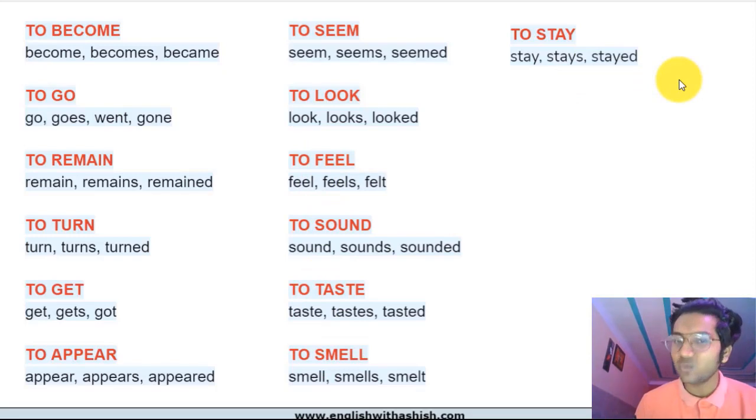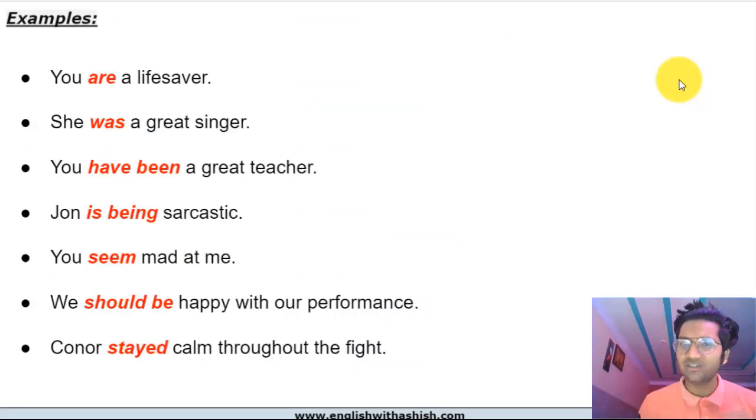So all these verbs are linking verbs, but understand this. Some of these verbs also work as action verbs, right? So you have to understand how they function as a linking verb, right? And when they do not work as a linking verb, when they work as an action verb. So we'll understand that part as well. Okay. So now let's look at some examples and understand this.